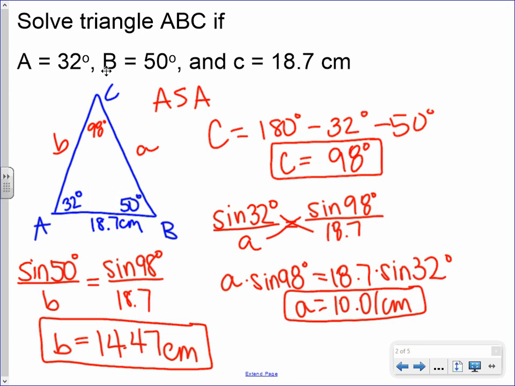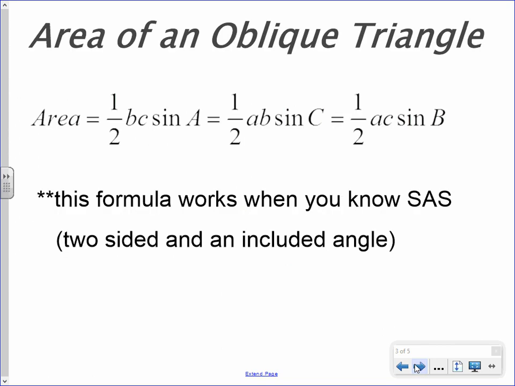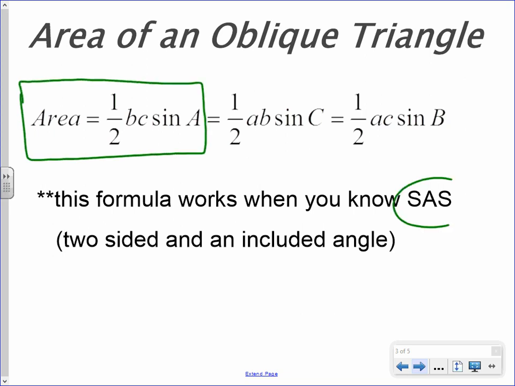Okay. The first is this formula right here. So area of an oblique triangle, I would just focus on writing this down right here, along with side angle side. If you know side angle side of a triangle, we can find its area with this formula here. I'll have you write it down and then I'll explain why I have 3 formulas up there.